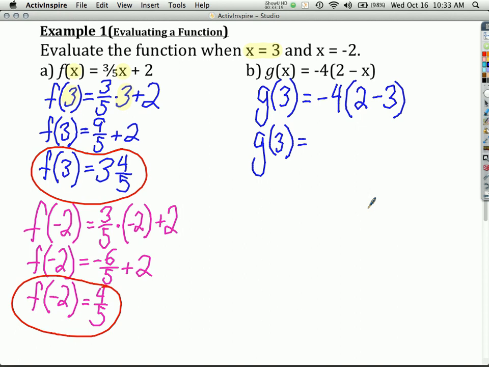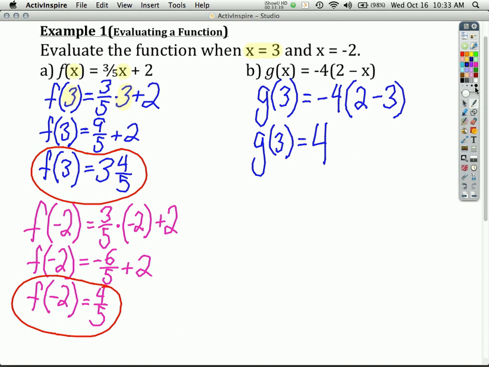Kayla? Good. And what's -8 plus 12? +4. You did a little bit the long way, but that's good. You could have just done 2 minus 3 and then multiplied times -4. But you got it. It's 4. So that's one of the values we were looking for.